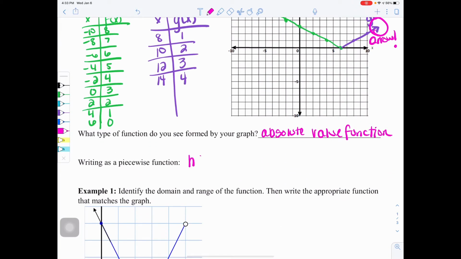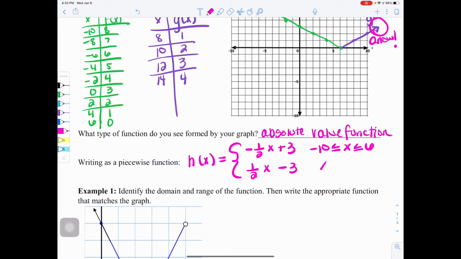If we were going to write this as a piecewise function, we'll come up with a new letter. We'll call it h of x. You'll use the large squiggle bracket, and you will write each piece with its domain to the right. So the first equation was -1/2 x plus 3. And we're going to use that for -10 is less than or equal to x is less than or equal to 6. The other function was 1/2 x minus 3. And we are going to use that for x is greater than 6. So that is what a piecewise function should look like when you write it.